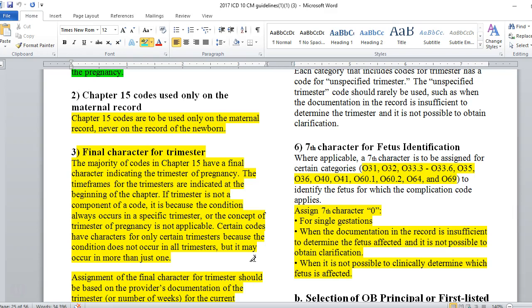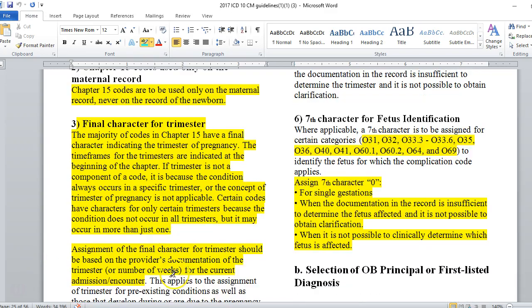The timeframes for trimesters are indicated at the beginning of the chapter. If a trimester is not a component of a code, it is because the condition always occurs in a specific trimester, or the concept of trimester of pregnancy is not applicable. Certain codes have characters only for certain trimesters because the condition does not occur in all trimesters, but it may occur in more than just one.